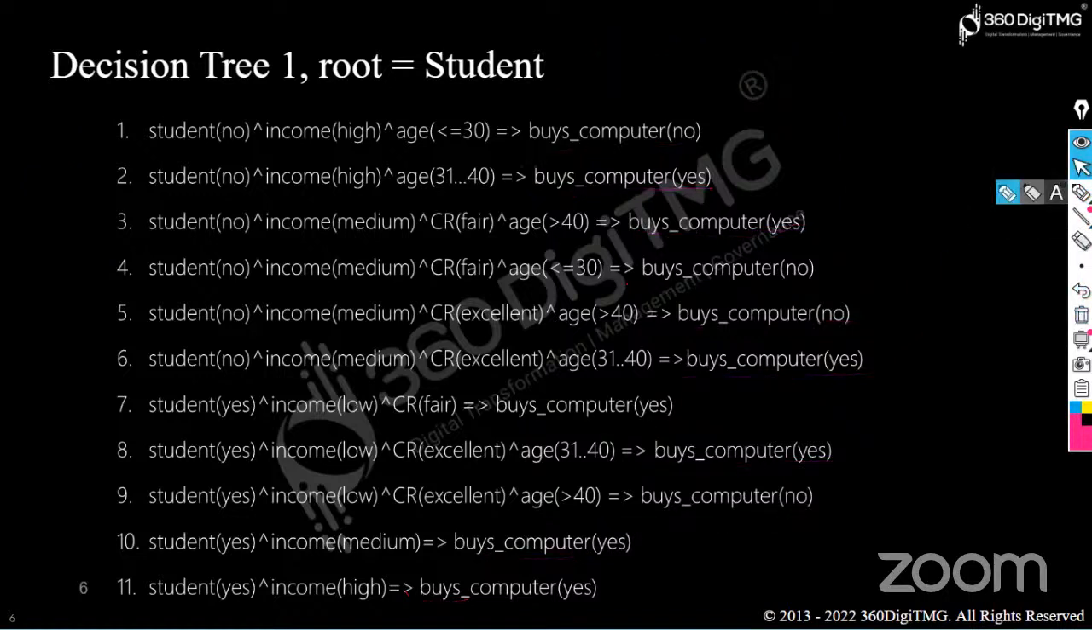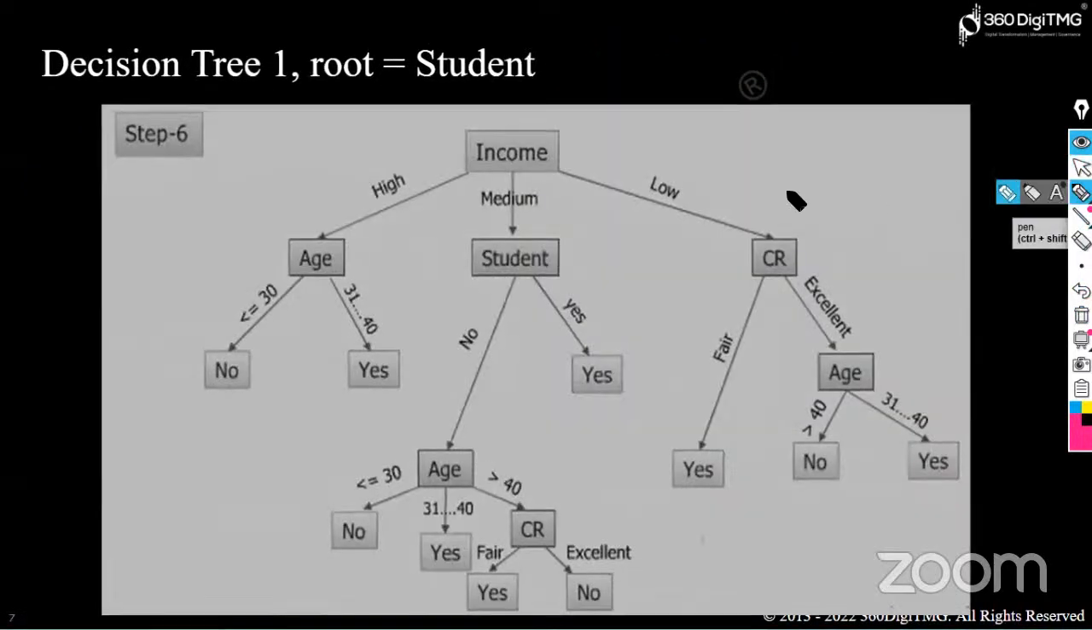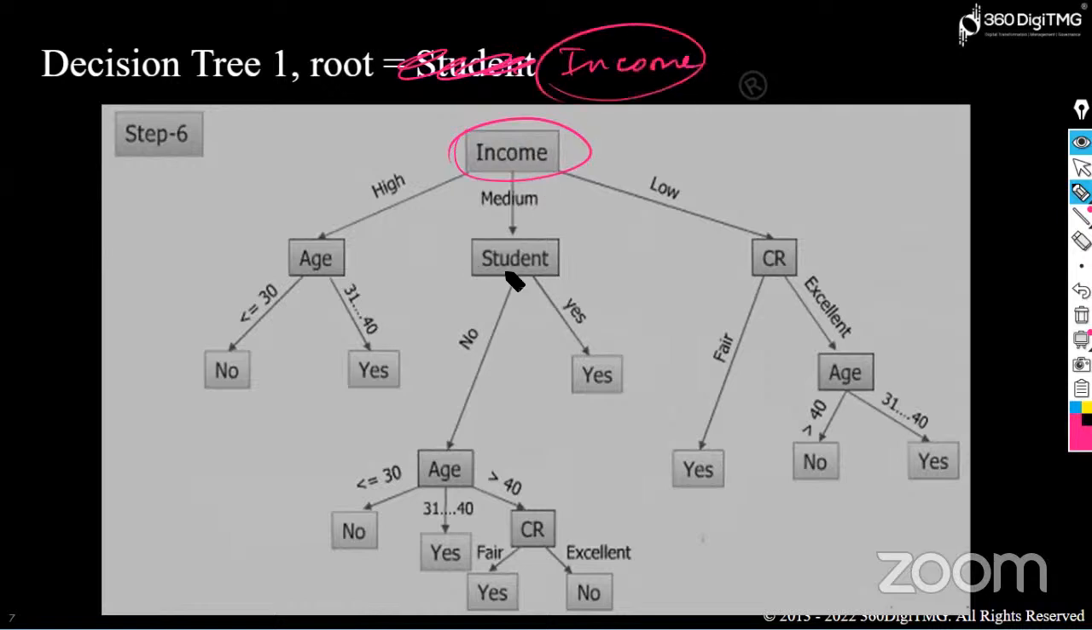Now, again, I'll consider income as a root node. Okay, so this should be changed. Income. Income is a root node. So then I'll be having age, student, credit rating, age again.